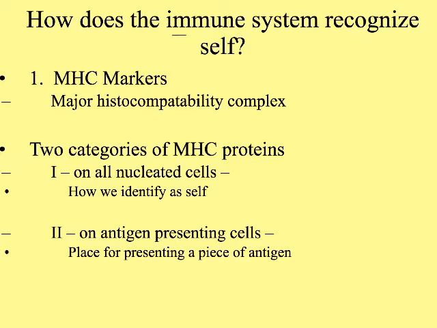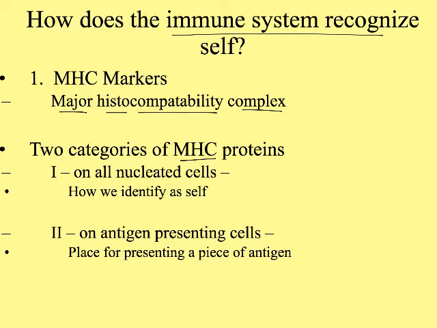Okay, now, how does the immune system recognize itself? We have these things called MHC markers. MHC stands for Major Histocompatibility Complex. Basically, we have these MHC markers on our cells, and everyone has their own unless they have an identical twin, and then they might have someone that has similar markers or has the same markers.